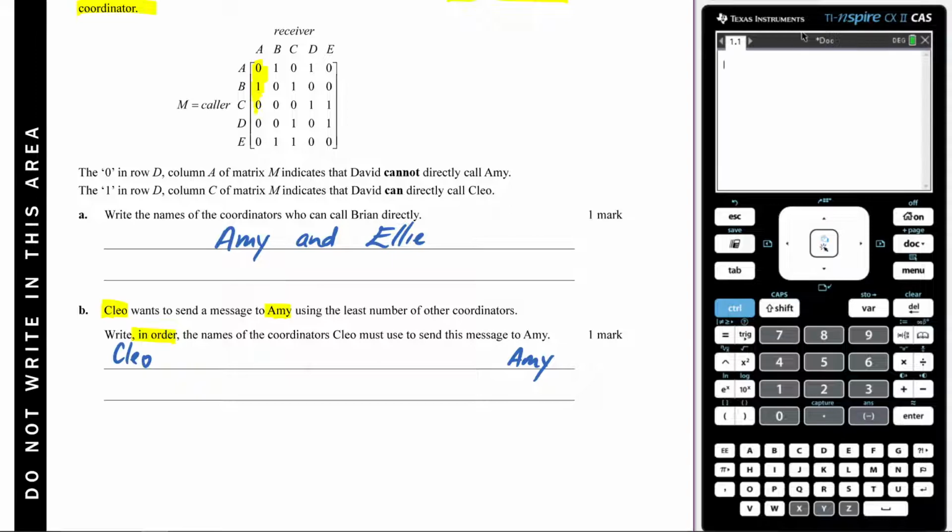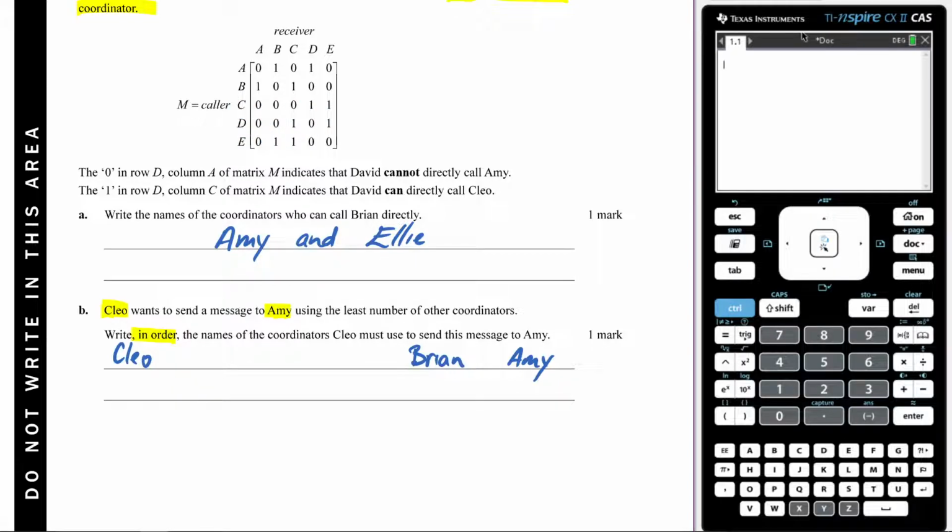Who can call Amy? Only one person can call Amy. The one person that can call Amy is Brian. So that must mean that Brian is here. Brian is the only person that can call Amy. So now, when I'm going back to Cleo, and I say, all right, Cleo can either call D or E, well, can either of these people call Brian? Well, D cannot call Brian, E can call Brian.